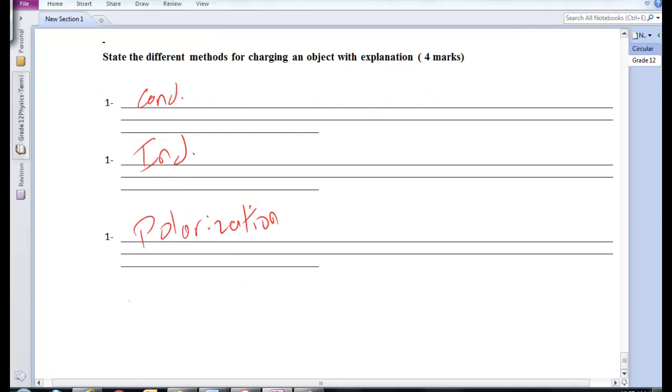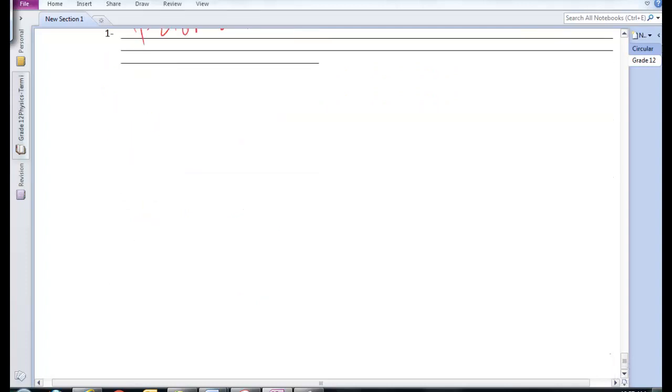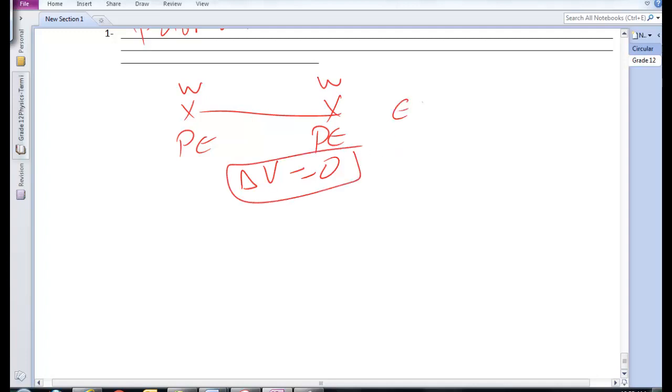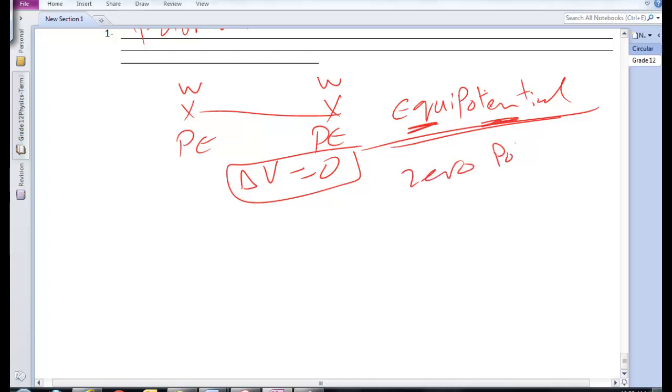One more thing, if we wanted to define the meaning of equipotential. Equipotential, again, if you have two points and the two points have the same potential energy, which we referred to previously as W, this means that the potential difference should be equal to 0. If the two points have the same W, the same potential energy, this means that the potential difference is 0, and these points are said to be in equipotential, which means that they have equal potential energy and 0 potential difference.